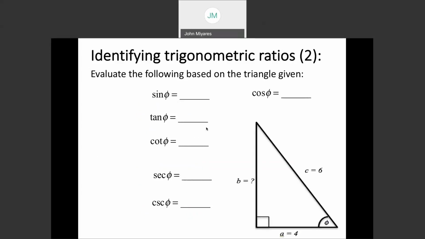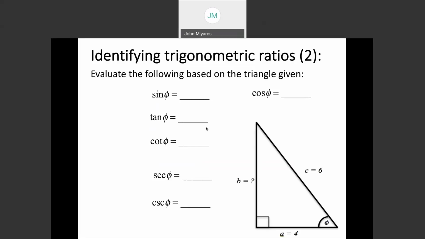Here's one to try on your own. Evaluate the following based on the triangle given. Now, in this one, you might be thinking we flipped the theta sign sideways, or that maybe we're using the symbol for a null set here. But this is actually a different Greek letter. This is the Greek letter phi, spelled Phi, but pronounced phi.